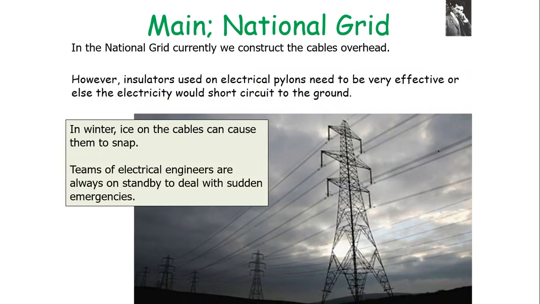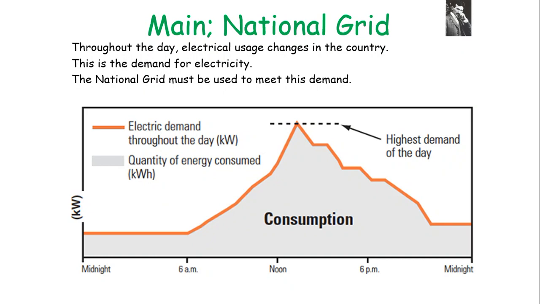Now, in the national grid currently, we tend to construct the cables overhead. However, insulators used on electrical pylons need to be very effective, or else electricity would short circuit to the ground, and in the winter, ice on the cables can cause them to snap. Teams of electrical engineers are always on standby to deal with these sudden emergencies.